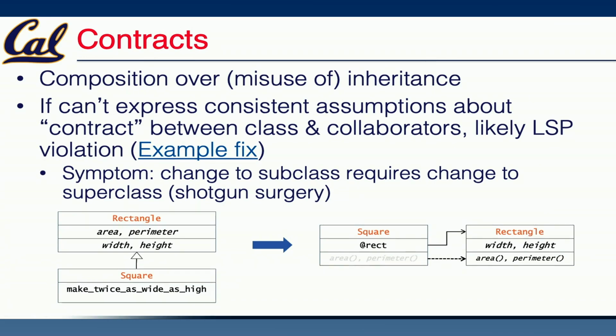The first idea are what can loosely be called contracts. And again, what we're going to do is compose smaller classes rather than inherit them. The idea is that if we can't express consistent assumptions between two different subclasses, this likely suggests some violation of the Liskov substitution principle, which is basically saying these two subclasses seem similar, but in fact, they have two different implementations.